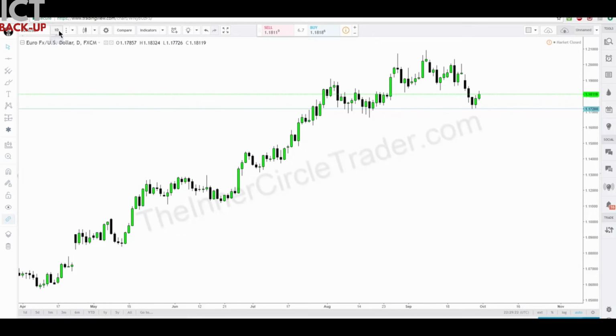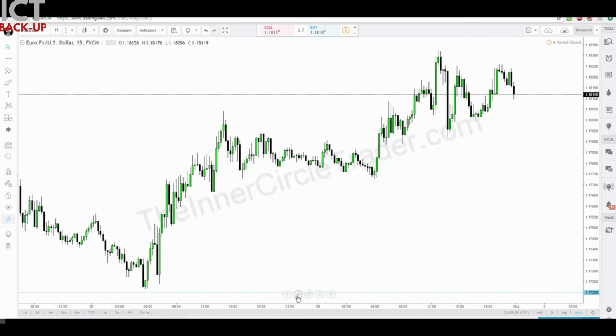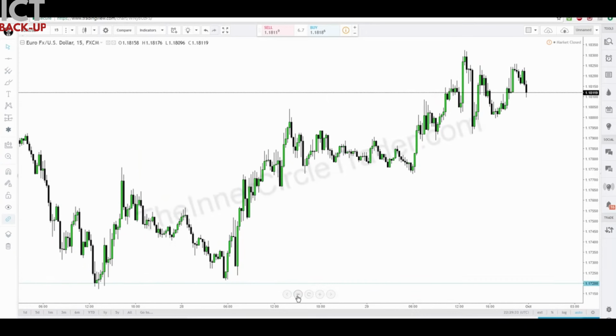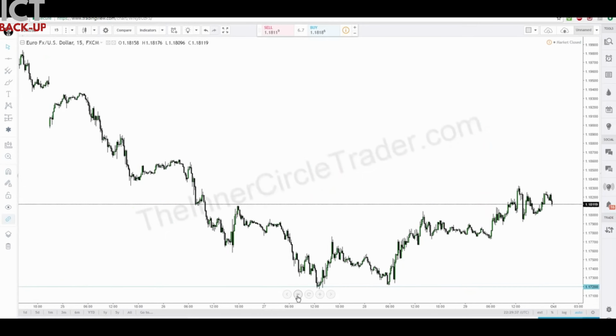and now we can drop down into lower time frame charts, and we'll just look at a 15-minute time frame. There we are. All right, so we have price trading down on the 27th and hitting the 20 level.